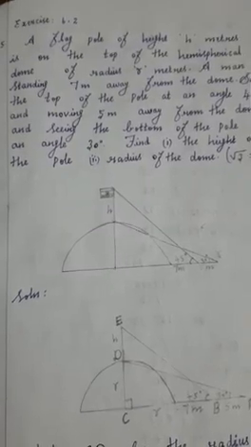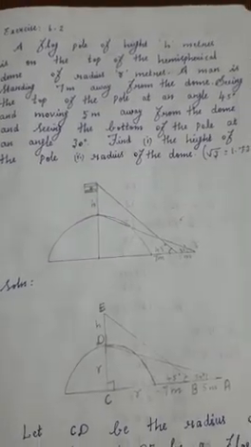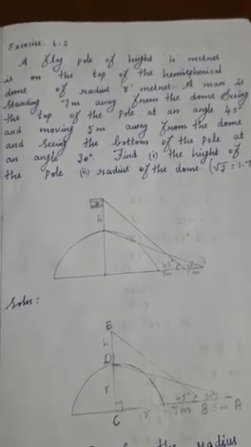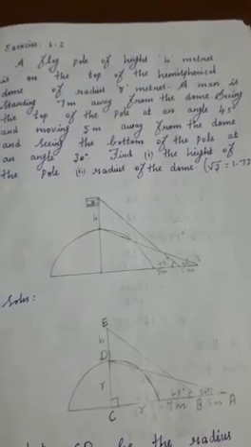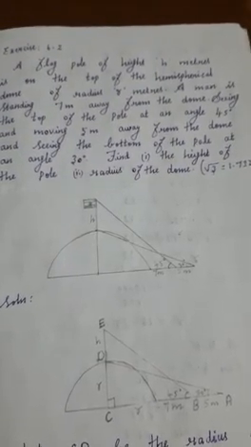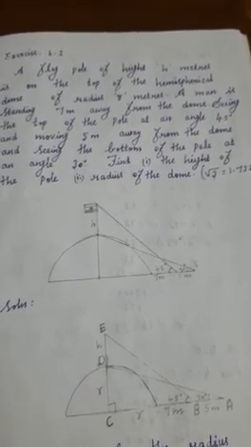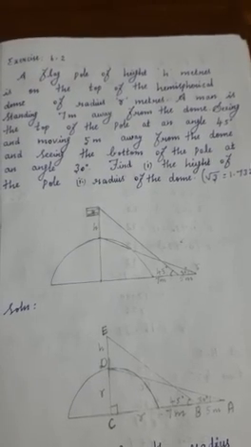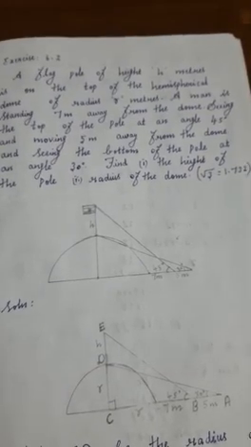Let us see exercise 6.2, fifth question. Now see the question. A flagpole of h meters is on the top of the hemispherical dome of radius r meters. A man is standing 7 meter away from the dome, seeing the top of the pole at an angle 45 degree and moving 5 meter away from the dome and seeing the bottom of the pole at an angle 30 degree. Find the height of the pole and the radius of the dome.